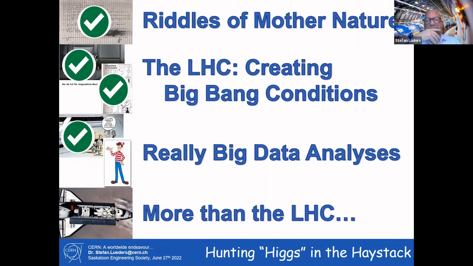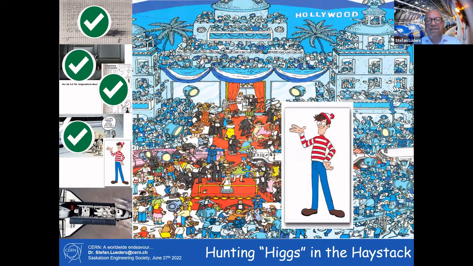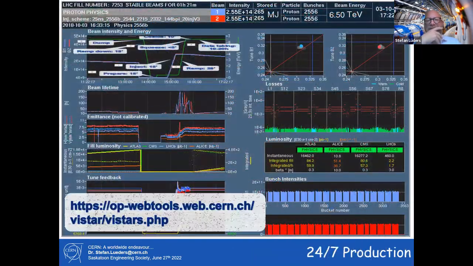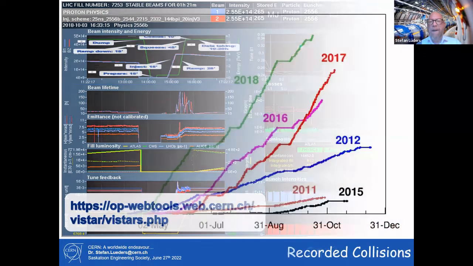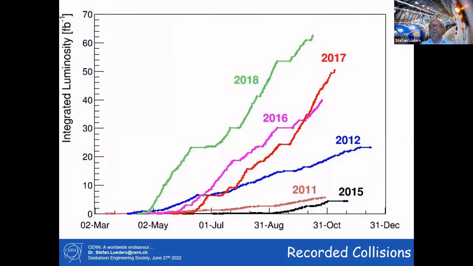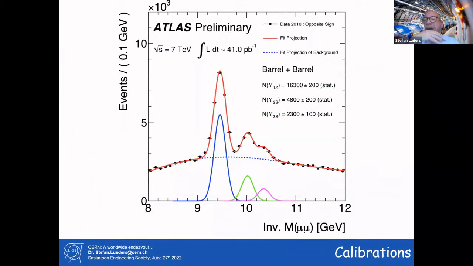Let me move to the really big data analysis. I'm very quick. This is how the Higgs analysis is done, finding this particle in a haystack. We have a web page where you can go to see the status. But more important is the amount of pictures we're taking. Every line here is data taken over the year, assembling pictures. This is how many pictures we got. We're talking about billions of pictures, which are then analyzed.